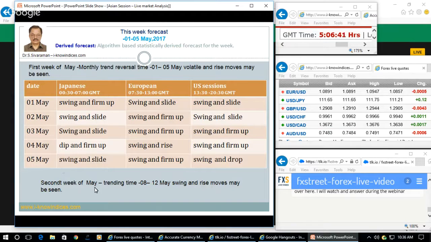Then they will make the week beginning false move on 8th of May. Then subsequently they will start gaining the levels. So don't be in a hurry. You can do sell and buy trade and you can wait for the market to come down and then try to do the buy and sell trade.